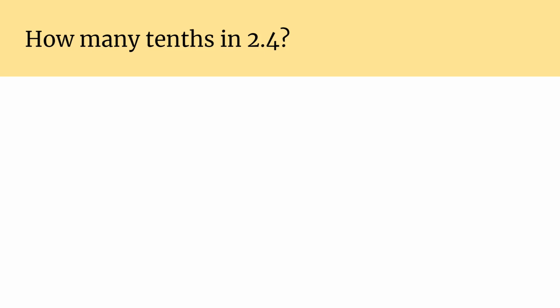So how many tenths are there in 2.4? Take a moment to think about that. Well, if I think about it, I've got 2 whole ones, and in each whole one, there are 10 tenths. So I've got 10 tenths and 10 tenths, so that's 20 tenths. And then I've got 4 tenths. So I've got 20 tenths and I've got 4 tenths. So I have 24 tenths.